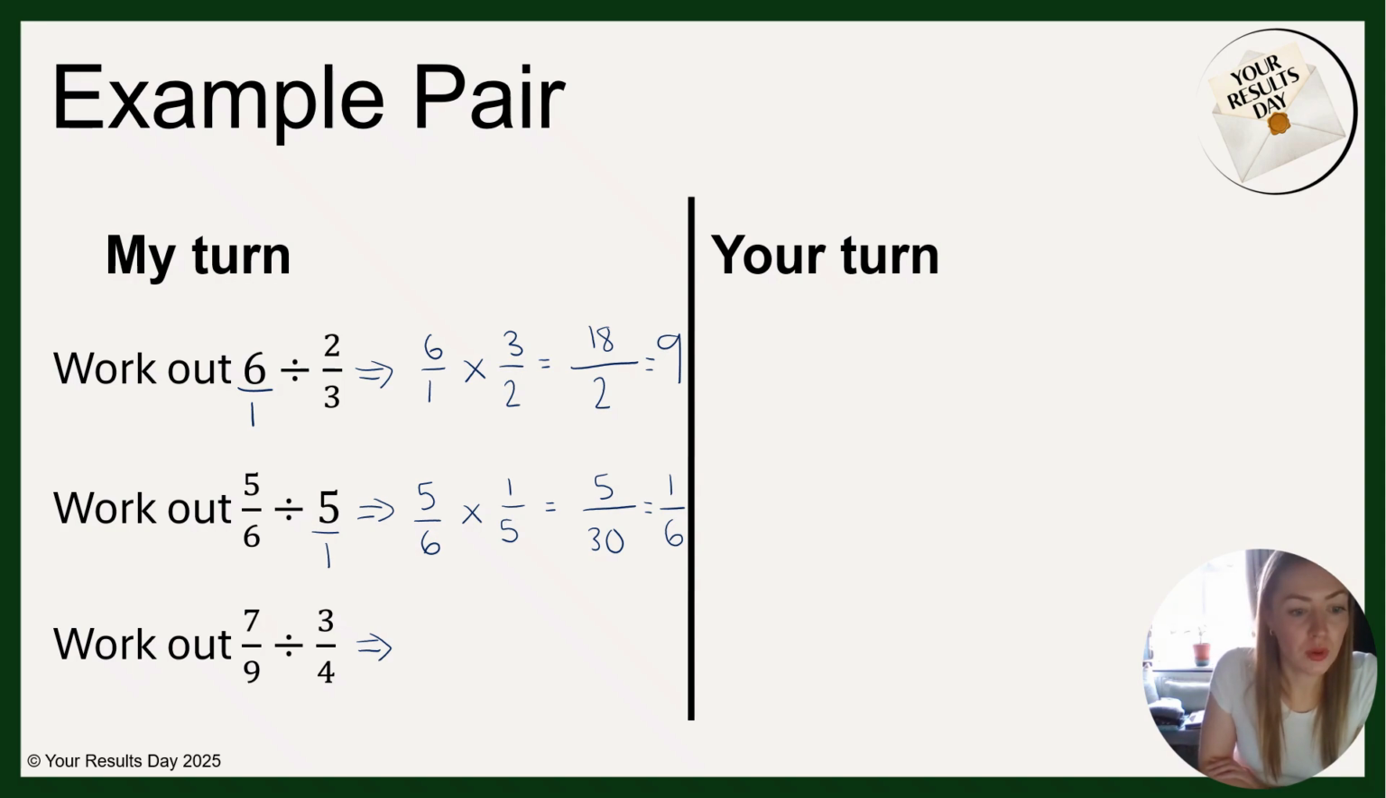And one more. We're keeping the first fraction the same. It becomes a times, and we flip that second fraction upside down. 7 4s are 28, 9 3s are 27, and so if we want to, we can make this a mixed number. 27 goes into 28 once, with 1 left over.